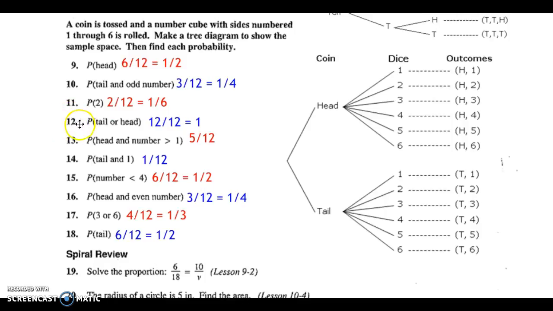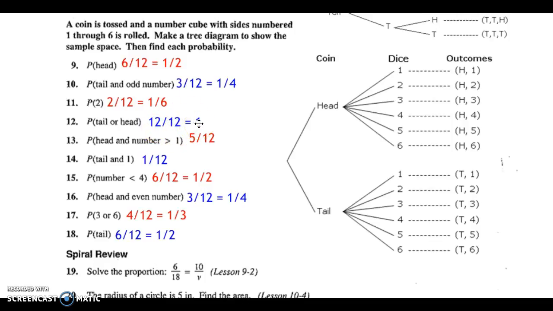You can see a couple of odd ones. Take number 12, for example, the probability of getting tails or heads. Well, all of the different possible outcomes, all 12 of them have either heads or tails. It has to be because the coin doesn't really land on anything else other than heads or tails. So all 12 of the outcomes are our desired outcomes. There are 12 possible outcomes, which gives us 1.